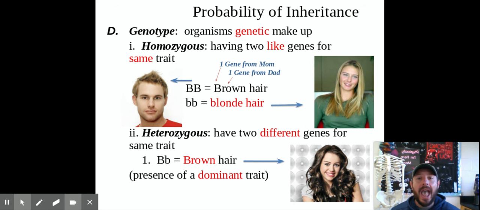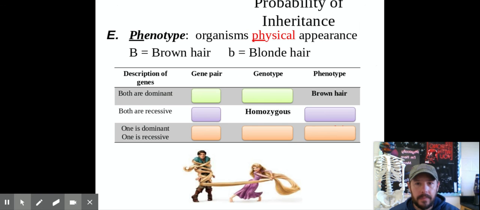So we call this a heterozygous gene pair. Okay, heterozygous, 2 different letters. Homozygous, 2 of the same letters. Okay, and they code for what trait you are going to show. So let's review. Here we go. Now, a phenotype is what the physical appearance of that gene pair looks like. Phenotype, physical appearance. The 2 PHs go together.